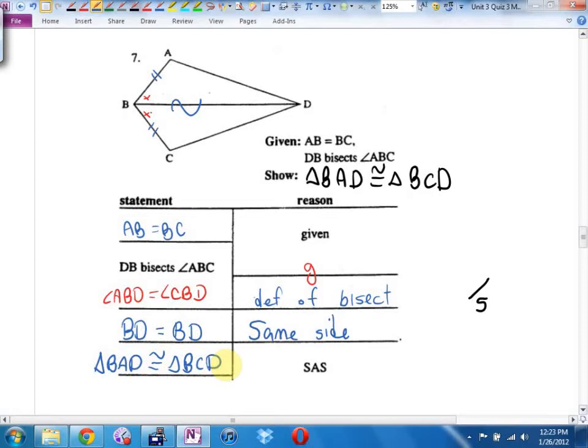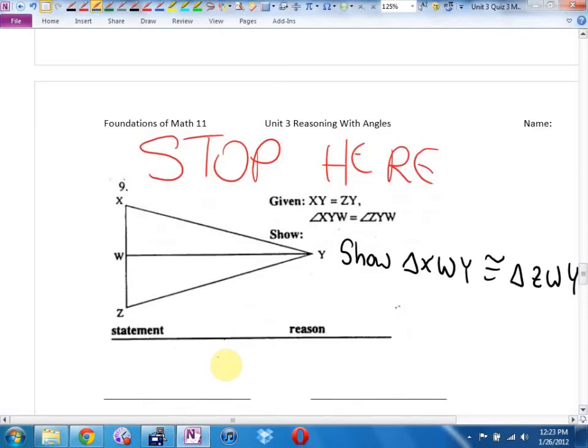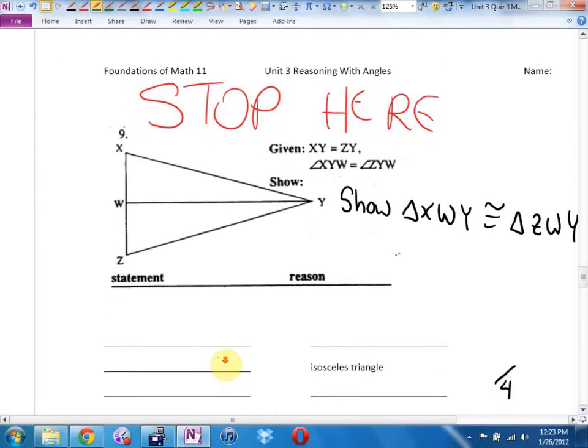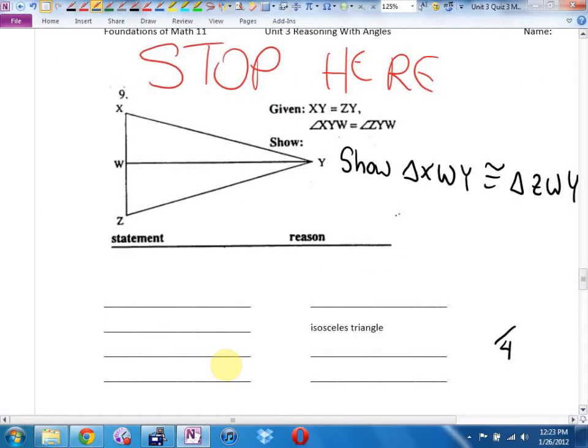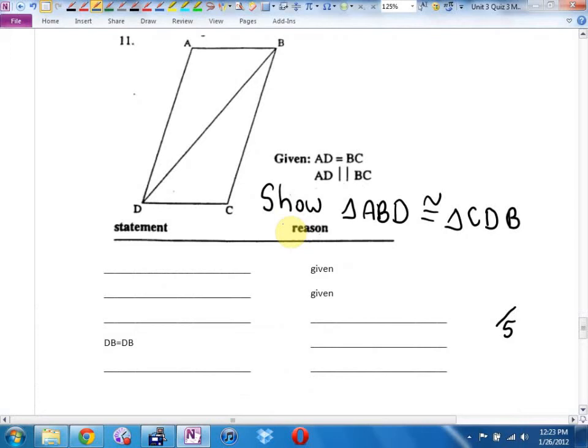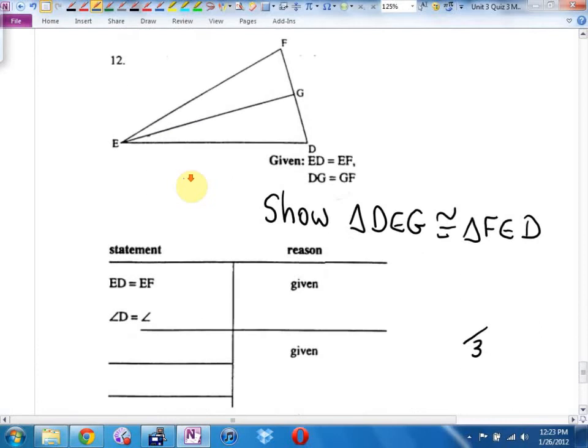Stop here. So this is the quiz. See if you can figure out number 9. By the way, I'm going to bet you somewhere in number 9, I'm going to be using same side because they do share a side. I don't know where, but somewhere. Same for number 11, and number 12: I'm going to be using same side because they do share a side.